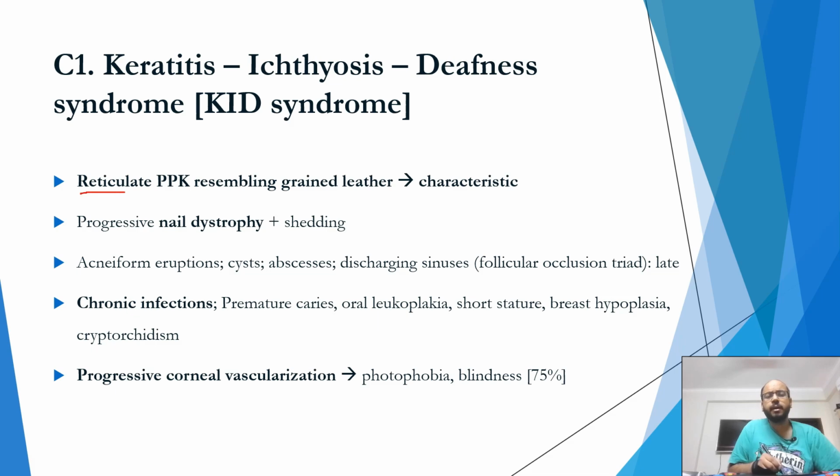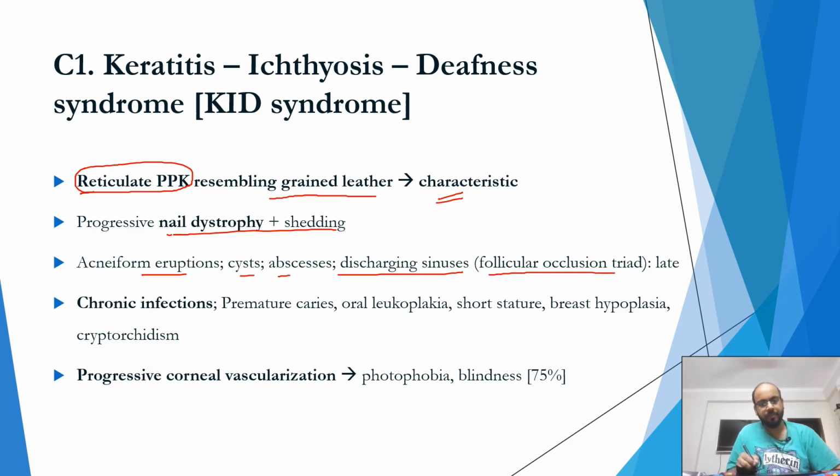There is reticulate palmoplantar keratosis that resembles a grained leather appearance, which is characteristic. In the PPK, the palmoplantar keratosis gives a leathery feel to the skin. There's progressive nail dystrophy and shedding. Acneiform eruption, cysts, abscesses, and discharging sinuses, which we usually see in the follicular occlusion triad, can be seen in later stages of KID syndrome. Chronic infections can occur with premature caries, oral leukoplakia, short stature, breast hypoplasia, and cryptorchidism. These are all the other features of KID syndrome.